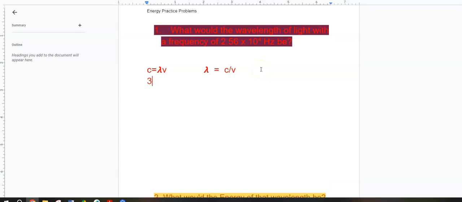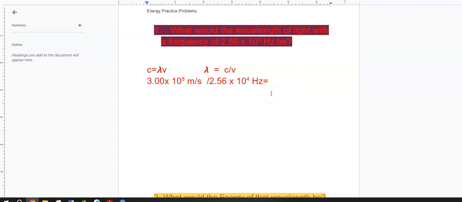Okay, so I've got 3.00 times 10 raised to the 8th meters per second, right? That's the speed of light. And my frequency is 2.56 times 10 to the 4th hertz. So what am I doing? I'm dividing. If I just divide these, that should be my answer. And you should get what?